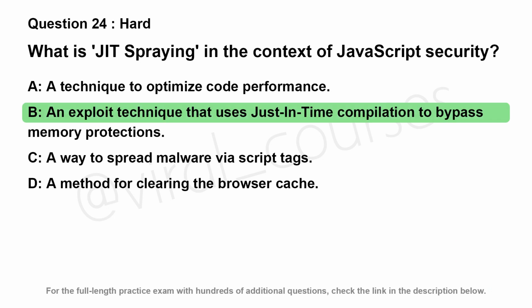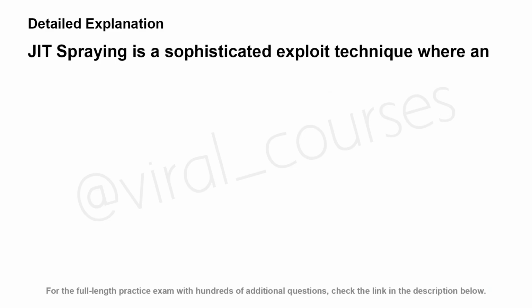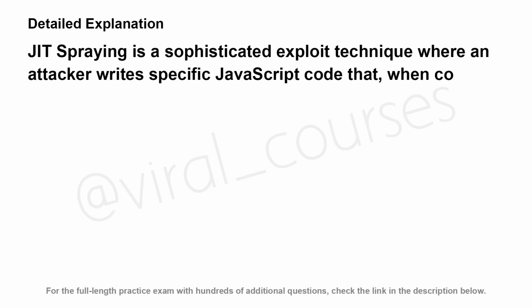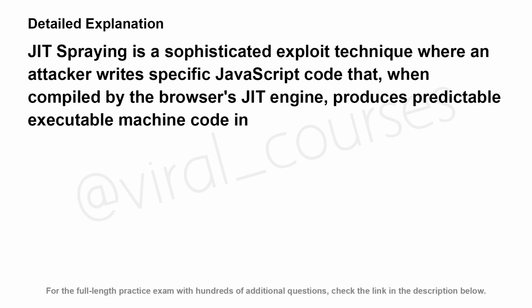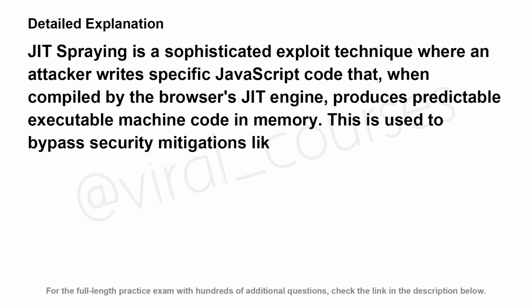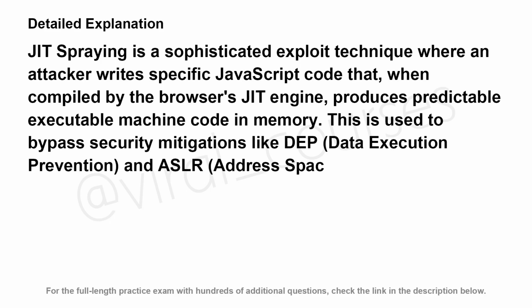The correct answer is B. JIT spraying is a sophisticated exploit technique where an attacker writes specific JavaScript code that, when compiled by the browser's JIT engine, produces predictable executable machine code in memory. This is used to bypass security mitigations like DEP, data execution prevention, and ASLR, address space layout randomization.